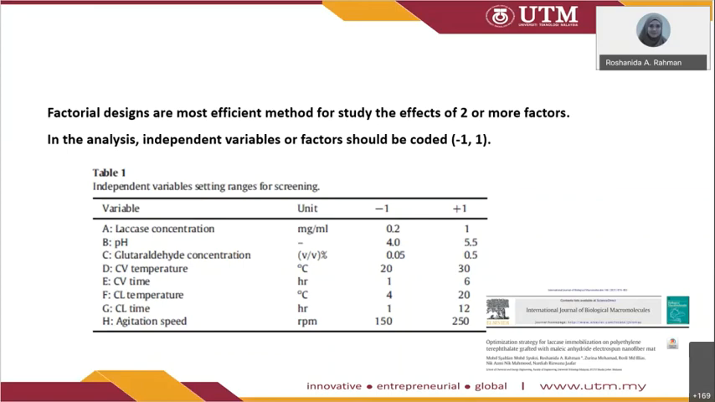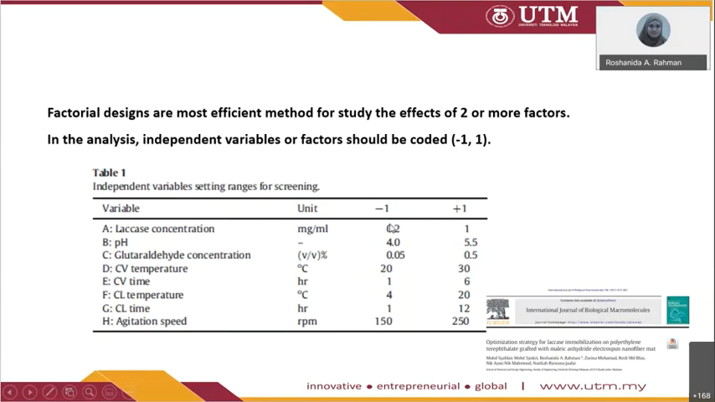Why is screening very important? You cannot straight away go to RSM, go to your optimization process to get the optimum condition, when you have so many factors and you don't know which one is the most influential to the process. So you have to do screening. In this particular study, he chose to use a 2-level factorial design.